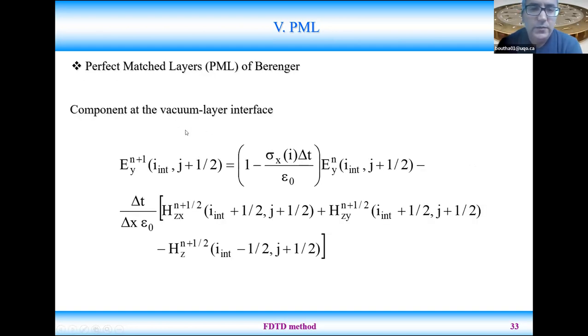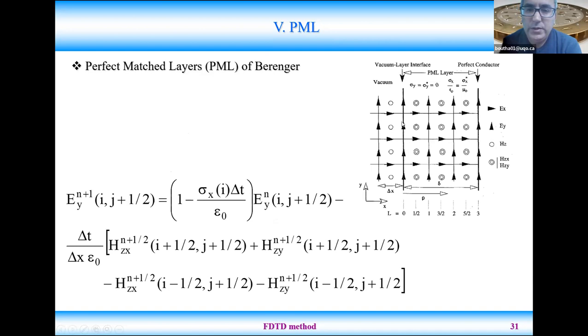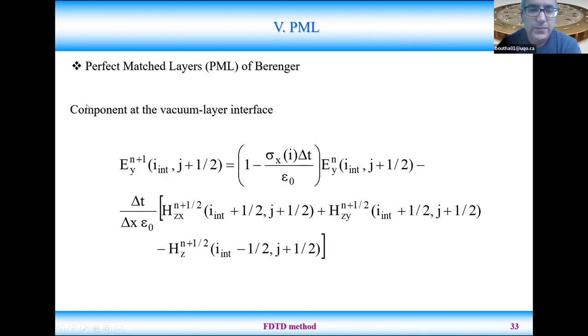If we are here at the interface, for example, for this one, then for one side, we use a split one, and for the other side, we use the unsplit one. So that's at the interface. We're going to have here HZX plus HZY, and here only HZ.